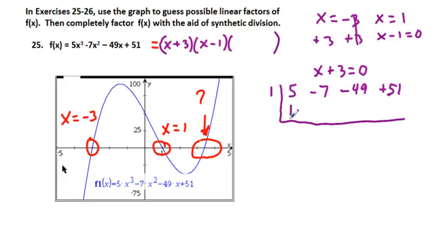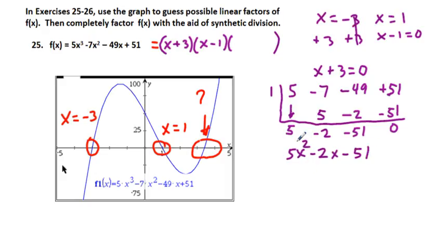So anyway, we bring down the 5, as in 5x squared. So 1 times 5 is 5. Negative 7 plus 5 is negative 2. Negative 2 times 1 is negative 2. And negative 49 minus 2 is negative 51. And 1 times negative 51 is negative 51. So our remainder is 0. So we're going to have 5x squared, minus 2x, minus 51.